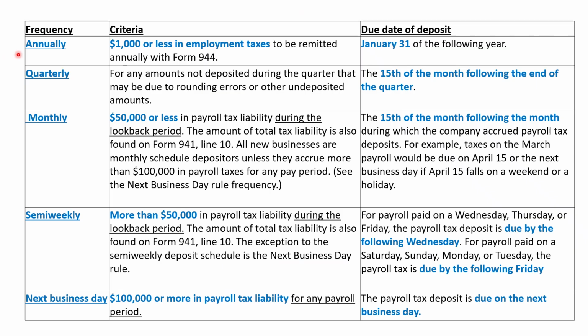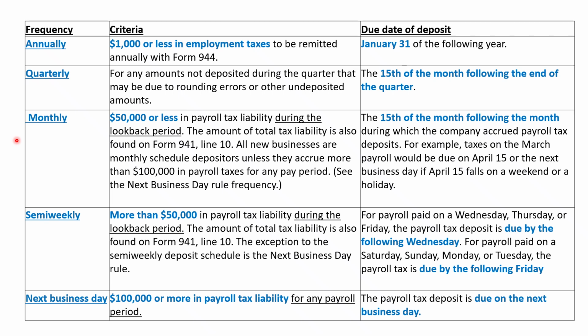The first frequency is annually, and this only applies if the employer has perhaps occasional employees and the total payroll tax liability is $1,000 or less. In that case, the business would file the annual employer tax return Form 944 and deposit the payroll taxes by January 31st of the following year. For now, let's skip over quarterly and talk first about the monthly frequency.